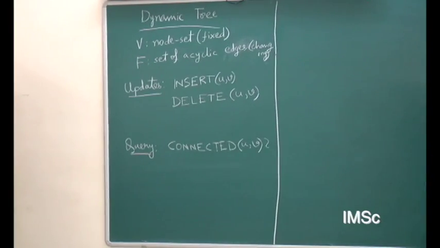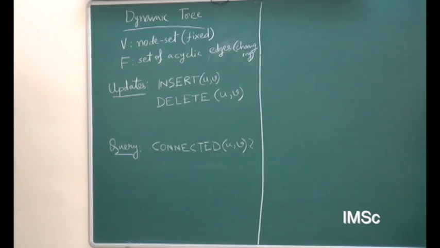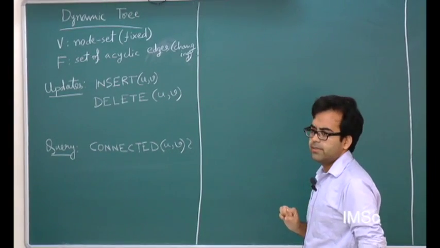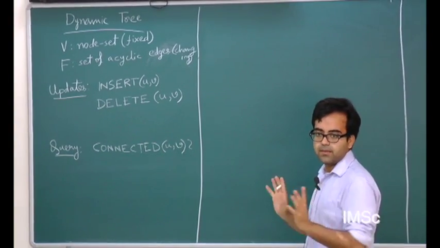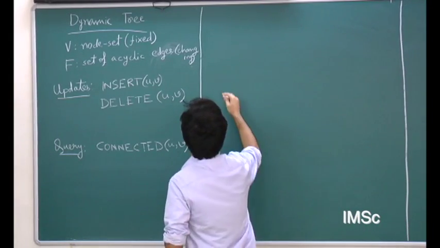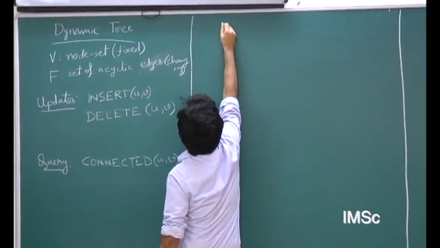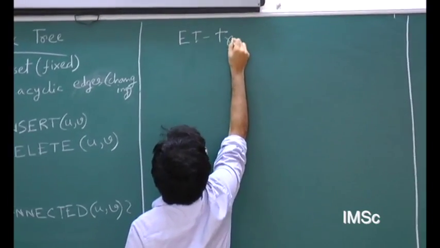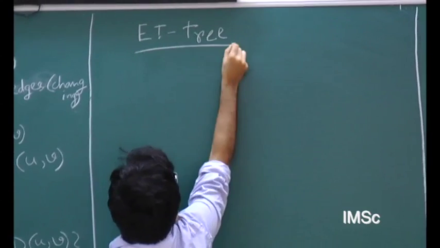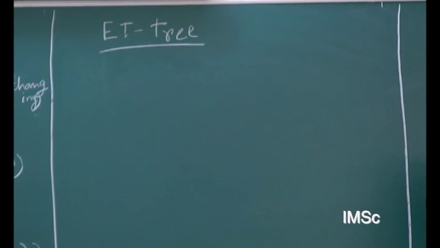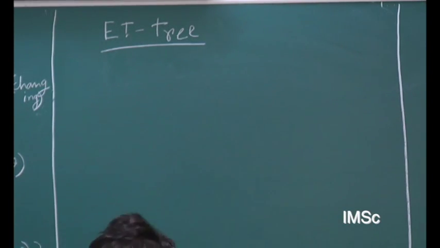So, what do we need to do actually? We basically need to represent a tree in some form as part of the data structure. The easiest way to do this is what is called an ET tree. Any guess what ET stands for? Euler tree. Okay, good. I initially thought it would be extraterrestrial, but no.